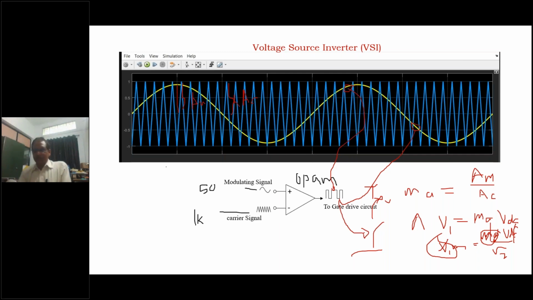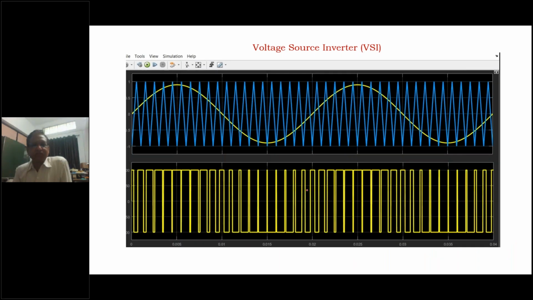So what will happen when the upper switch is on? In this period we get positive voltage, and when the lower switch is on, the modulating signal is less than the carrier signal, so the output voltage is negative. So now we get plus 100 and minus 100, and its magnitude. Here the duty cycle or on period is large, and here the on period is very less. So this on period depends on the magnitude of the sine wave.